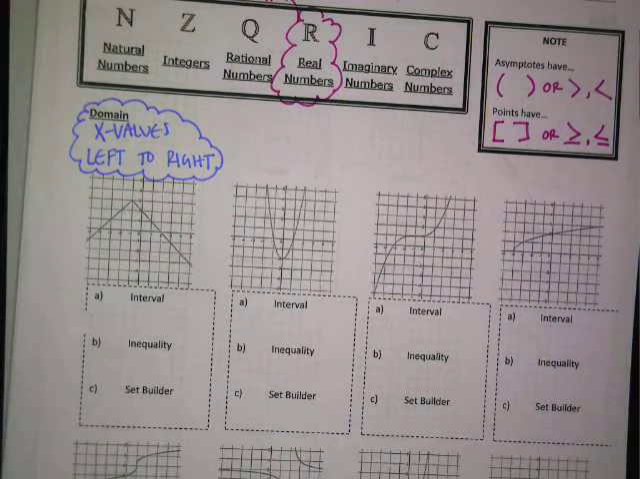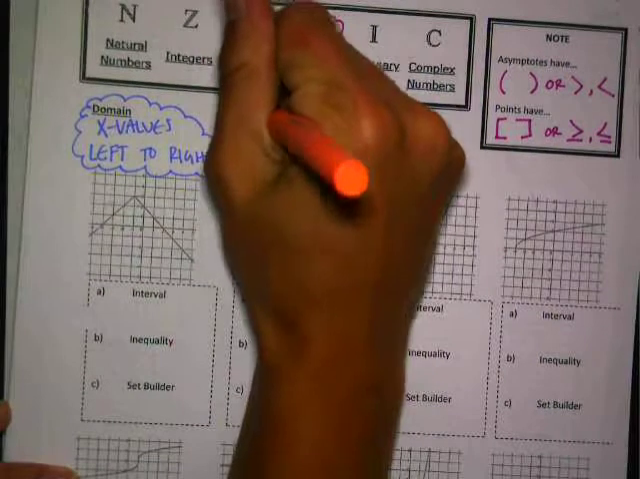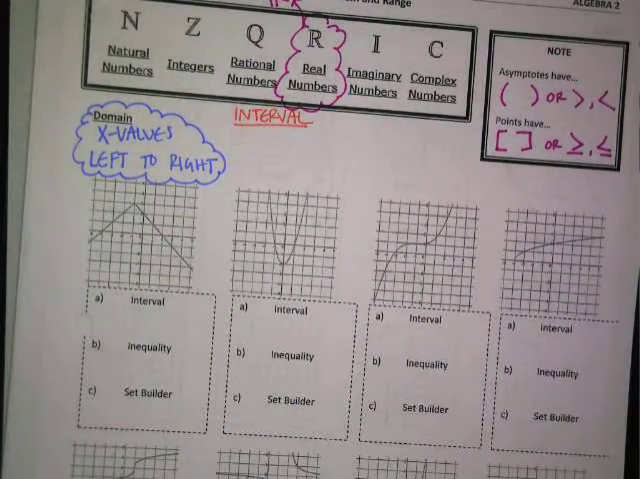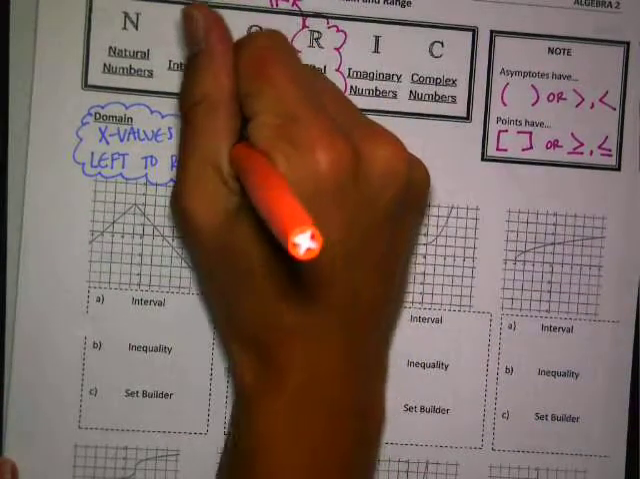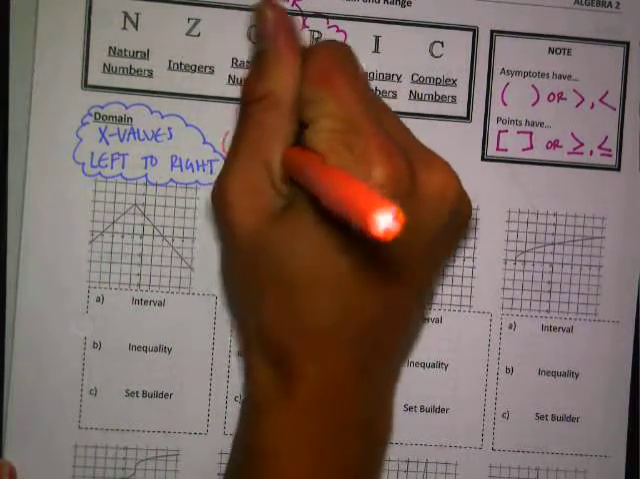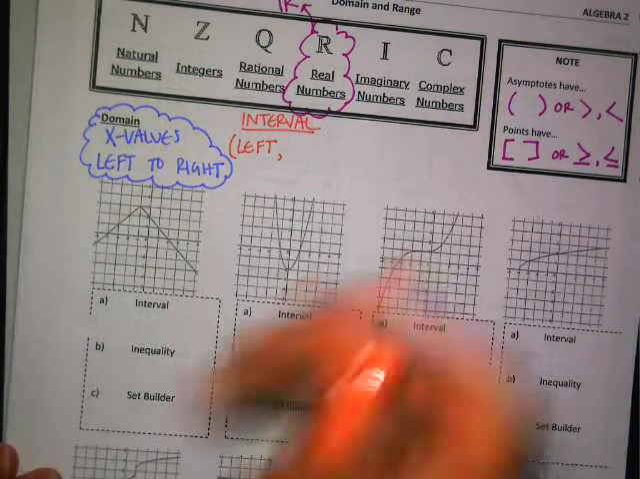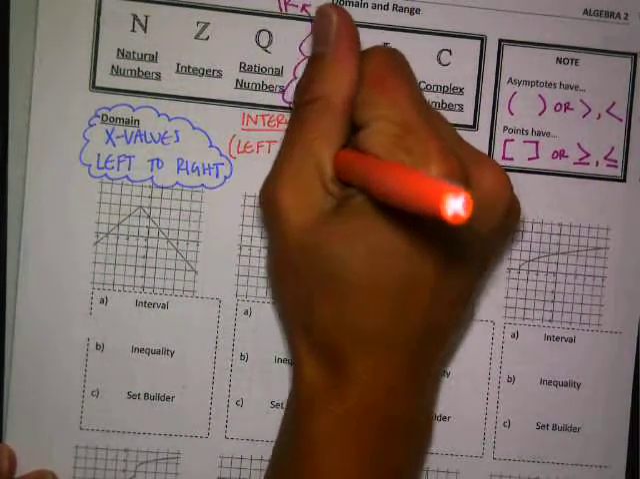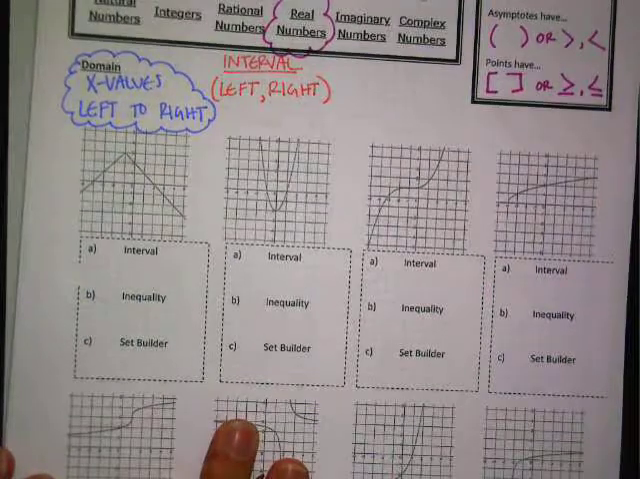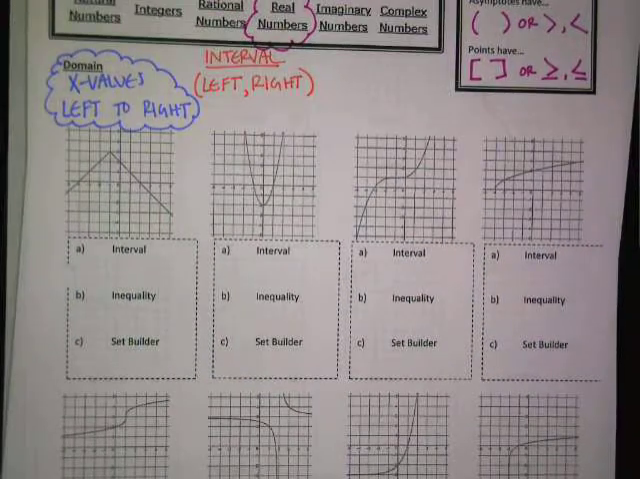All right, so we're going to start with interval first. Interval, you're going to be using the parentheses or the brackets. And you're going to say how far left your graph is going, comma, how far right your graph is going. All right, so that's going to be kind of the interval notation.